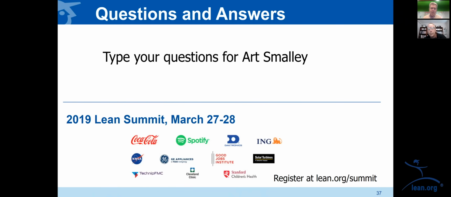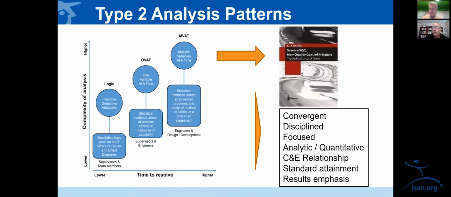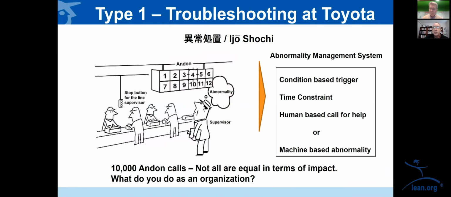Art, there were several questions. People were really curious if you could repeat the name of the book. I believe it was Kahneman's book in the beginning. Oh, yeah. So the book is actually titled Thinking, Fast and Slow.